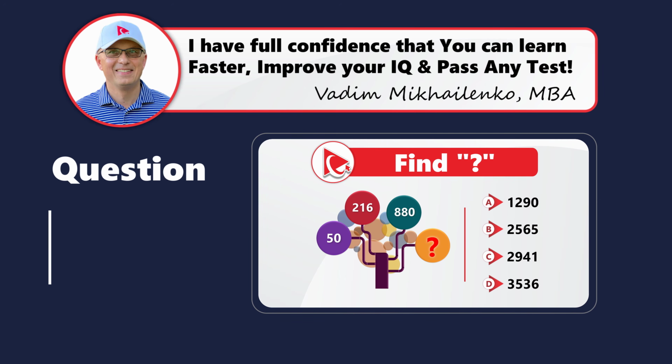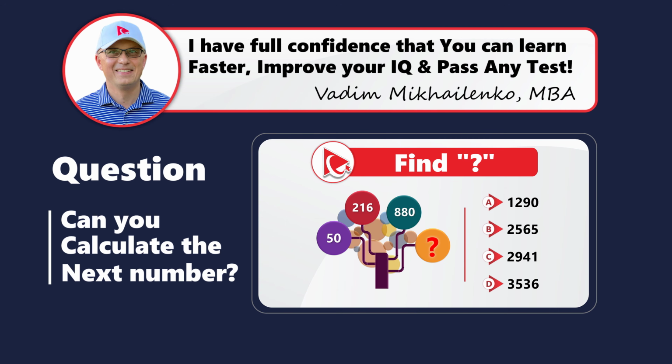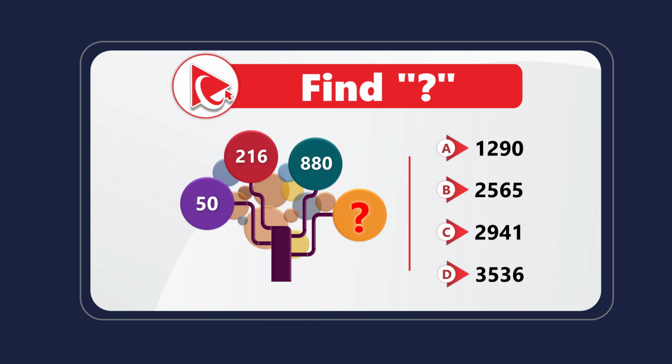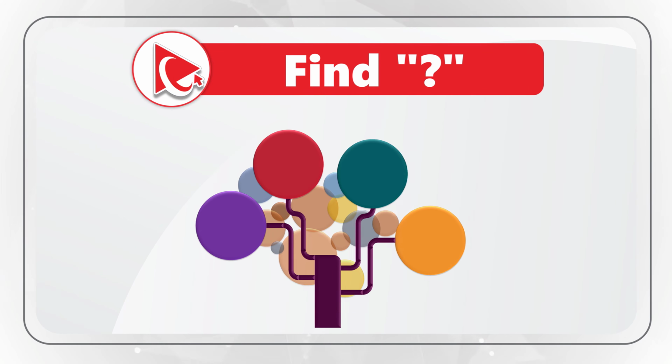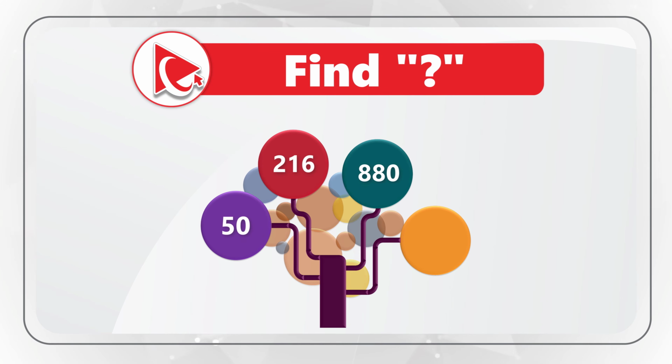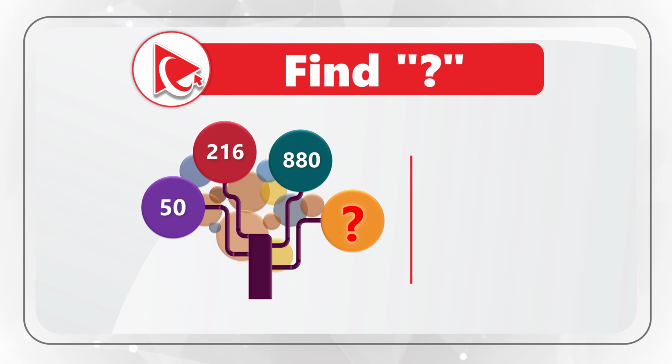Here's an amazing question where we need to find the missing number. You're presented with a tree-like structure, and it has numbers in circles on the top. The numbers are, if we start from the left, 50, 216, 880, and then comes the missing number. You need to calculate and select the missing number out of 4 possible choices.